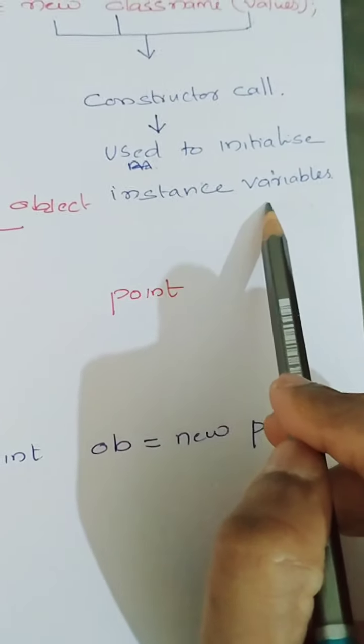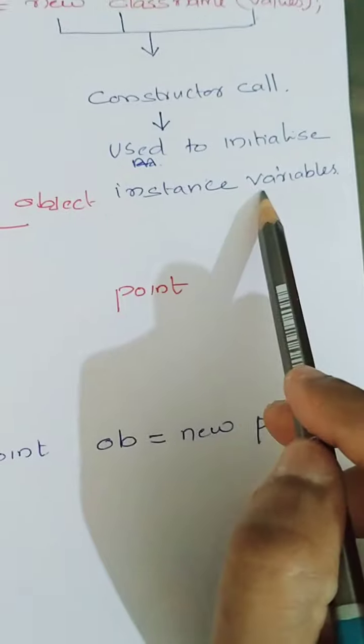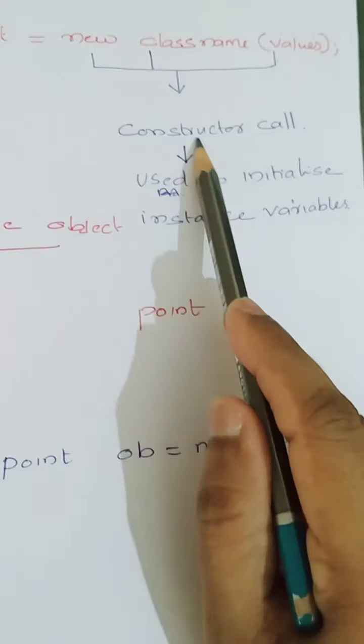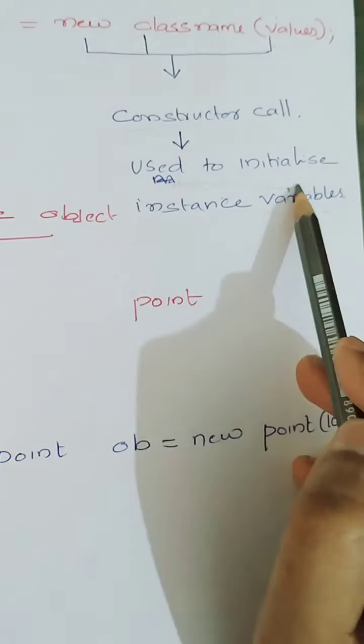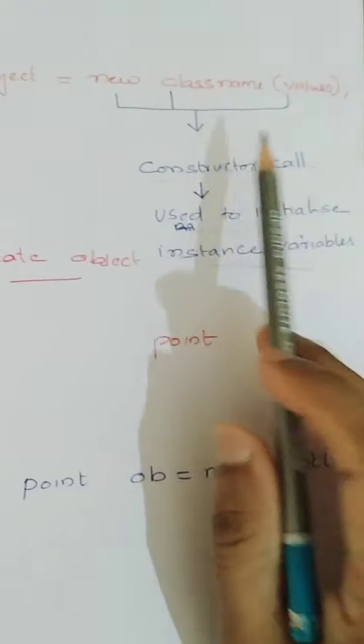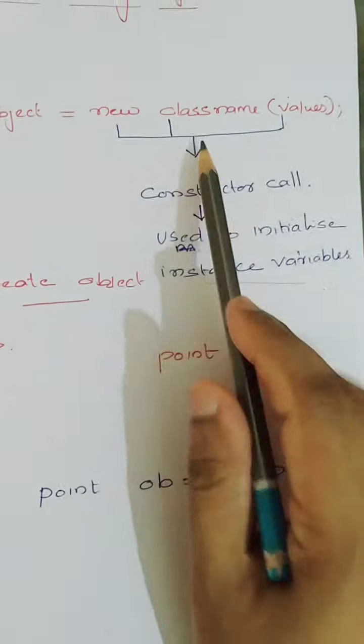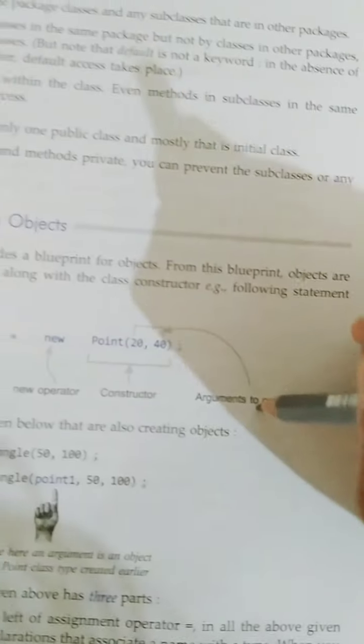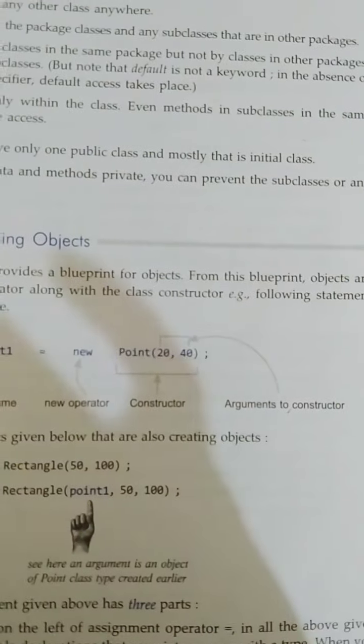That is your class variable. A constructor is used to initialize the instance variables. I will show you how it happens. What is a constructor? It is used to initialize the instance variables of a class. So the values passed here are the arguments to a constructor. You will learn constructors in detail later.